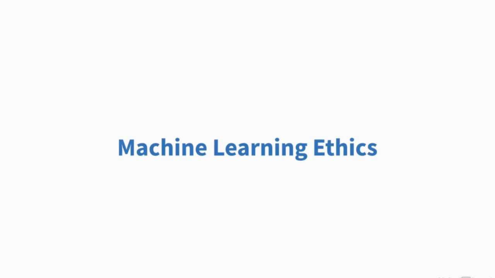Ethics and machine learning are closely intertwined, as machine learning algorithms have the potential to impact society in profound ways, both positive and negative. As machine learning is increasingly used to make decisions in areas like healthcare, criminal justice, and finance, it's important to consider the ethics of these systems.